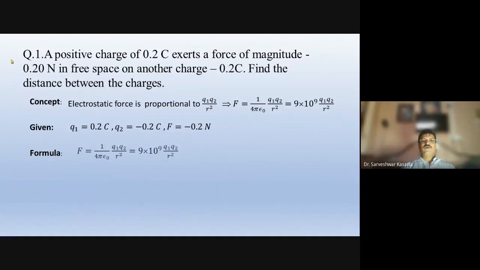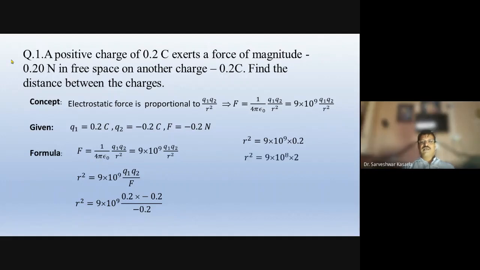So the formula we are using is F is equal to 1 upon 4 pi epsilon 0 Q1 Q2 upon R square, that is 9 into 10 to the power 9 Q1 Q2 upon R square. We have to find the distance. Therefore, we rearrange this formula as R square is equal to 9 into 10 to the power 9 Q1 Q2 upon F. If you put the values of Q1, Q2 and F, you will get this step. The 0.2 with minus sign cancels, so that remains 9 into 10 to the power 9 into 0.2.